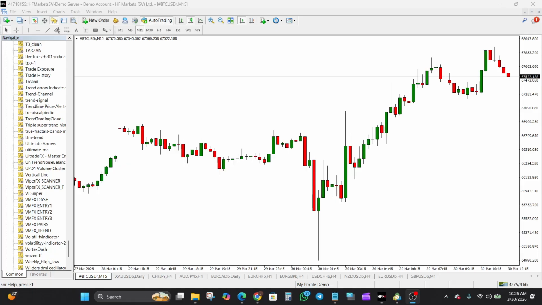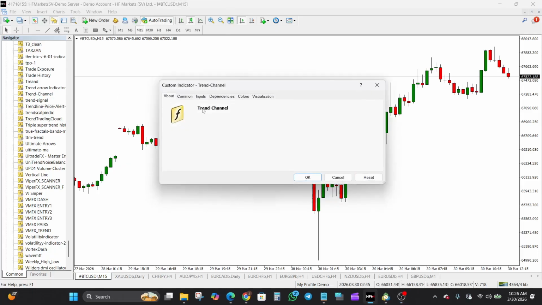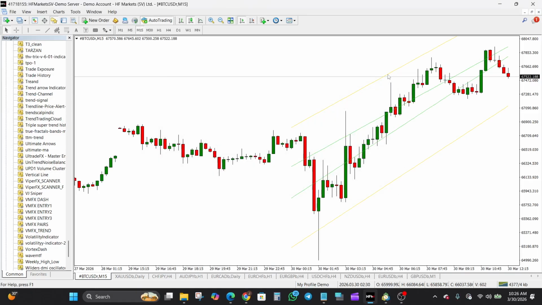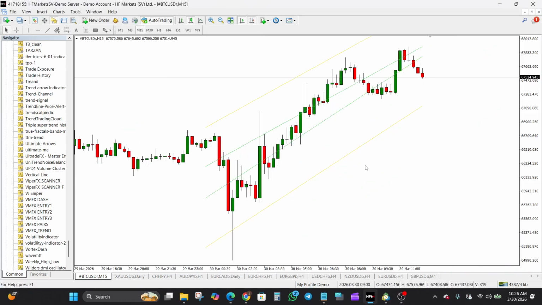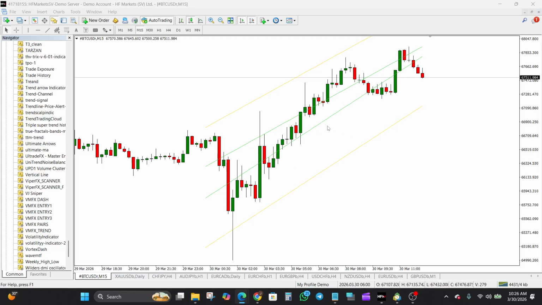All right, so let us start by adding the indicator to the chart. Just drag and drop. Okay, so this is how the indicator looks. It's pretty straightforward. As you can see, the indicator shows us the prevailing trend in the market, automatically plotting the channel for us on the chart.